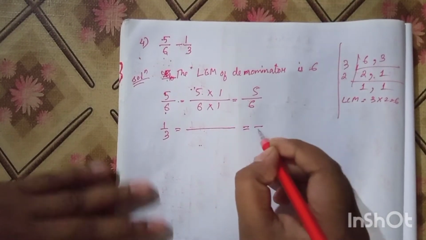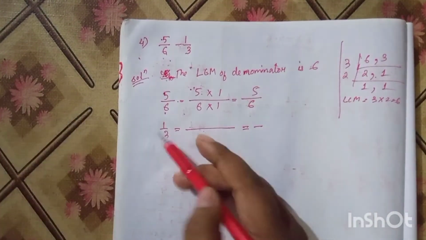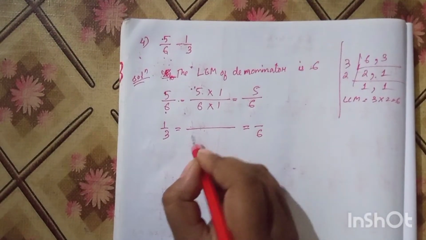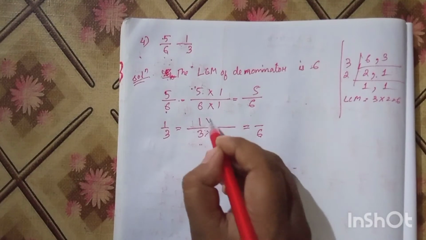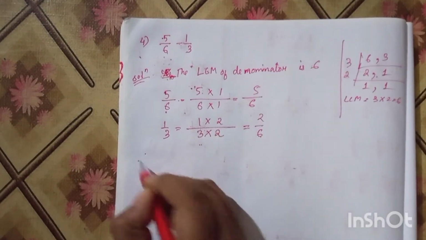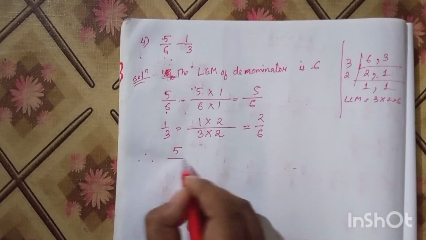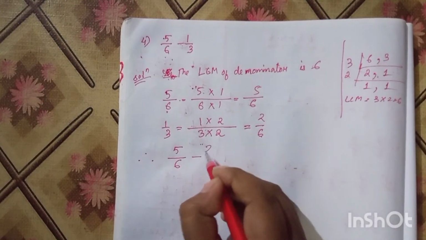Now we have to find the equivalent fraction of 1 by 3 with denominator 6. Now we know that 3 twos are 6, so 1 two is 2. Now let us subtract it: 5 by 6 minus 2 by 6.